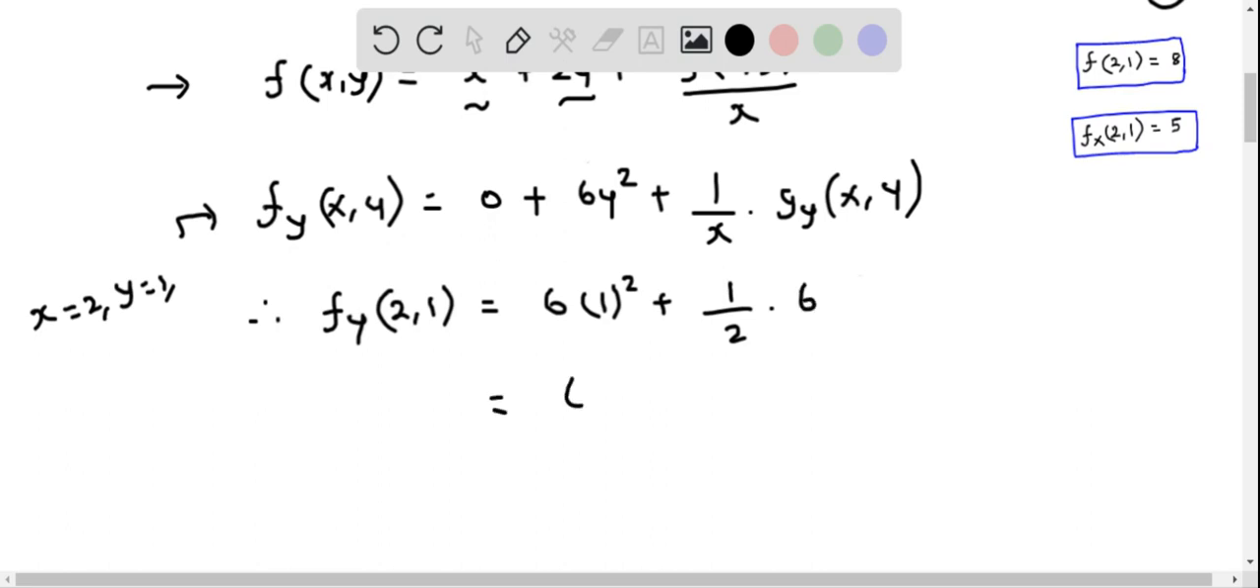Now let's evaluate this. This is 6 times 1 squared is 6, plus I can do this cancellation. This goes 3 times. So 6 plus 3 equals 9. So we can now see that fy of (2, 1) equals 9.